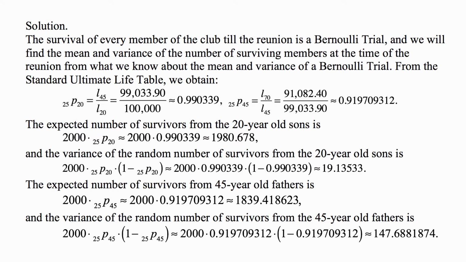From the standard ultimate life table, we get 25p20 to be L45 over L20. We look those two up in the table. We get these numbers that you see there, and that's about 0.990339. And 25p45, the probability of survival. So the first one is the probability of survival for sons, and the other one is the probability of survival for fathers. And that's L70 over L45, and that's approximately 0.919709312.